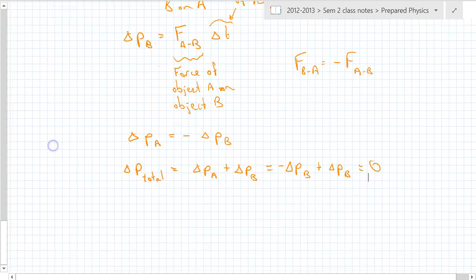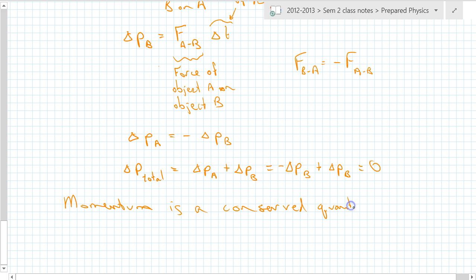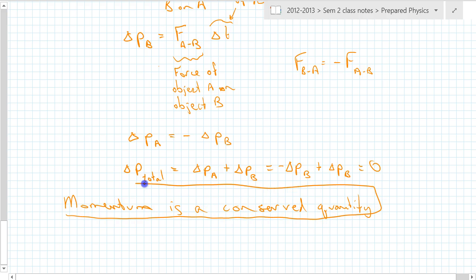So in the collision, the total change in momentum is 0, which means momentum is a conserved quantity. And that's a big deal. I didn't mean to draw a line through it, I meant to underline it. So momentum is a conserved quantity.